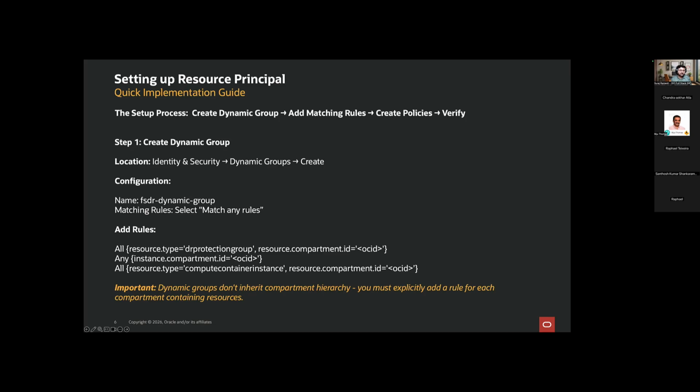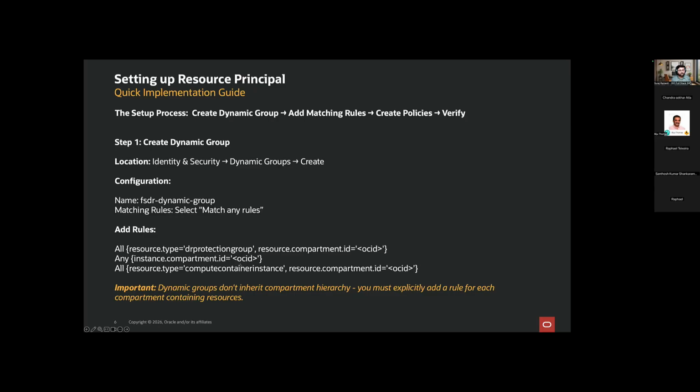So these are the three things you need to do. The resource type, as the resource, that's the DR protection group, is for the full stack DR service. And the compartment ID is where the actual protection group lies, right? So that is really important. So if you have scattered your protection groups in multiple compartments, then you have to add the various compartments here with the respective resource type, right?